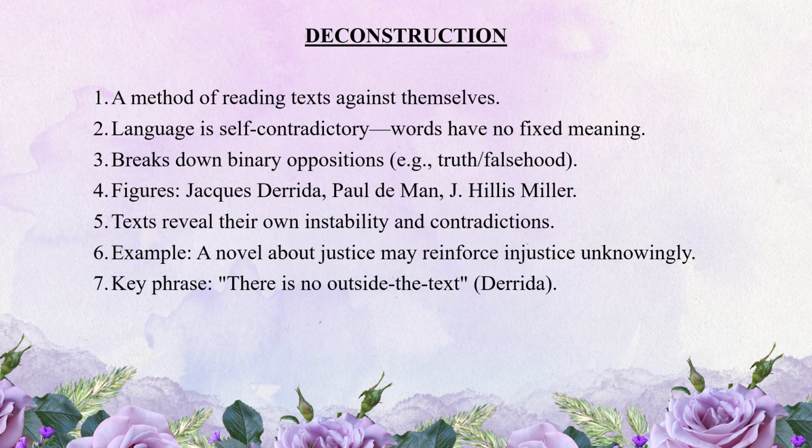Next we have deconstruction, a method of reading texts against themselves. Language is self-contradictory. Words have no fixed meaning. It differs from the context and the author. It breaks down binary oppositions, for example, truth or falsehood. Texts reveal their own instability and contradictions. A novel about justice may reinforce injustice unknowingly. There is no outside the text. This was the quote given by Derrida.